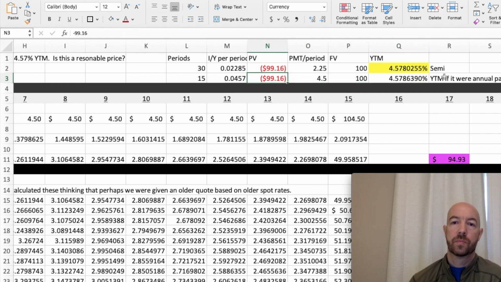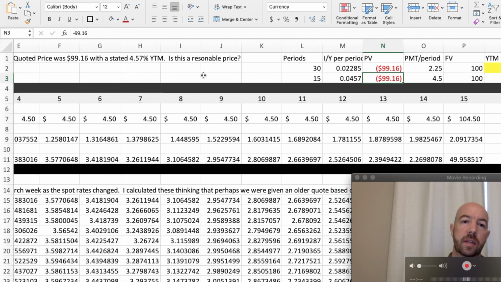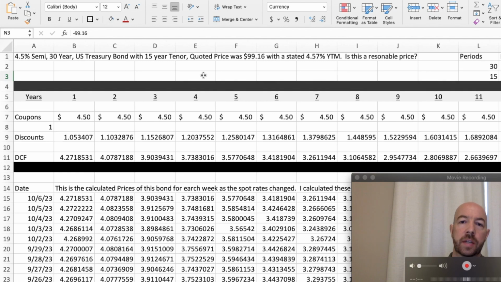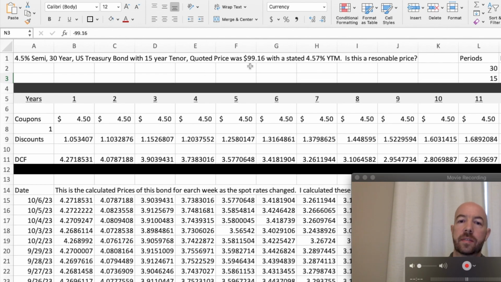If you back check it, you could also stick this number here, find the payment, and the payment would come out to be $99.16. And that's what they quoted. But just because you took out your BA2 Plus and calculated the same number, that doesn't mean anything. What you really need to do is go find the current spot rates. You know your coupons. It's $4.50 every year.